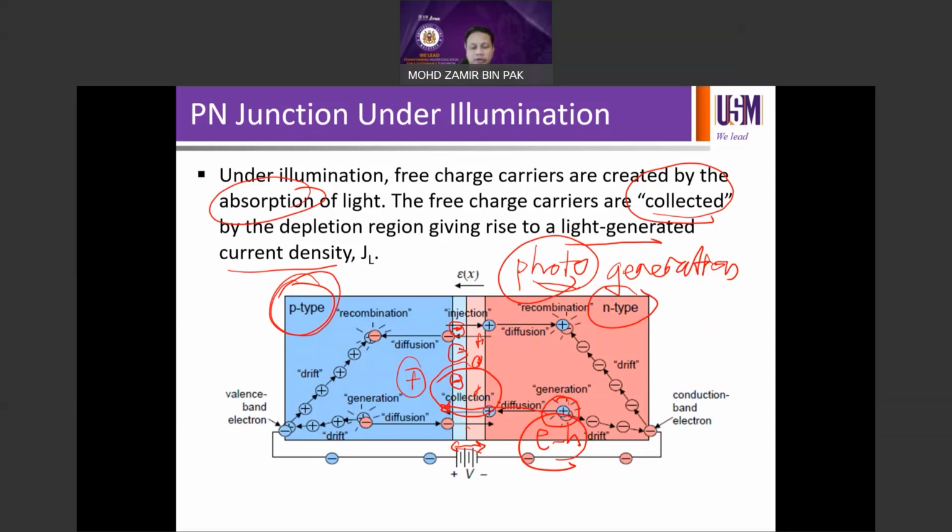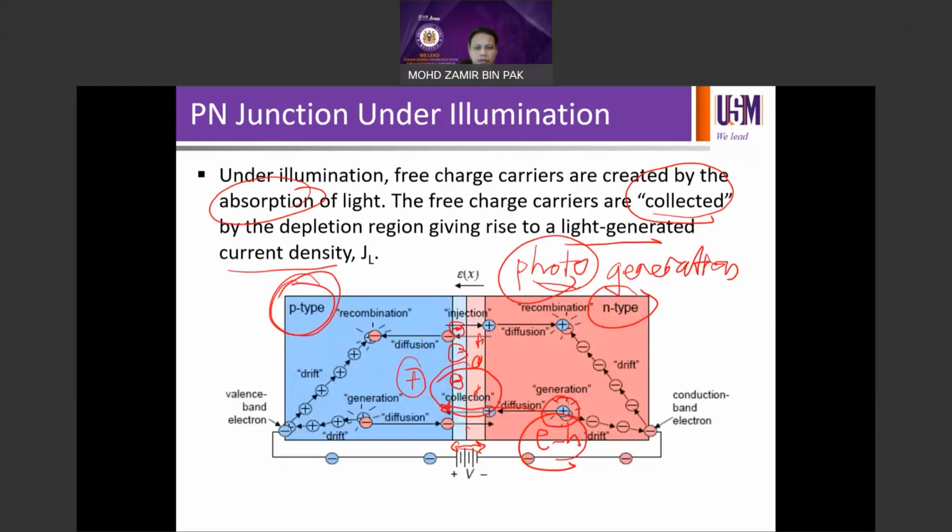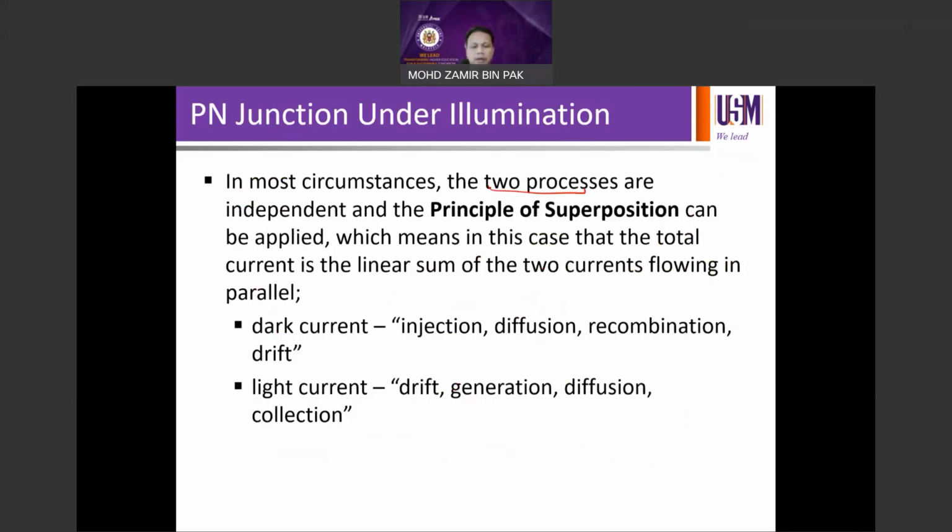So if you have photo generation of your electron-hole pair in the p-type, the electron needs to travel and cross the p-n junction region in order to be collected into the n-type region to complete the circuit. So during the actual operation, these two processes that we're going to see later on are dependent on the principle of superposition, which is driven by dark current and light current.